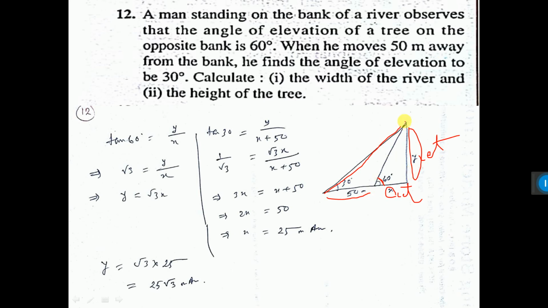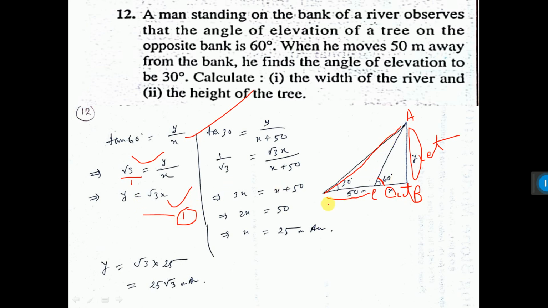Then tan 60 from A; give the names A, B, C. This is B, let this be C. From triangle ABC, tan 60 equals perpendicular by base. Perpendicular is y and base is x. Tan 60 value you put. Then root 3 equals y by x, so y equals root 3 x. You can give this equation number 1 or not, that is your matter.